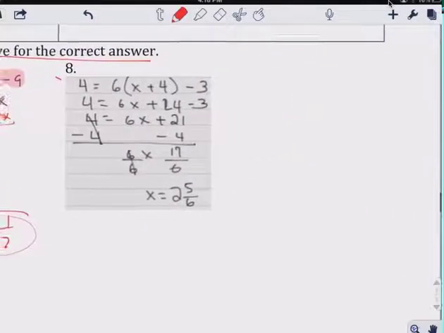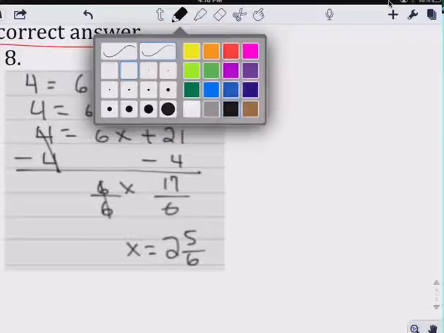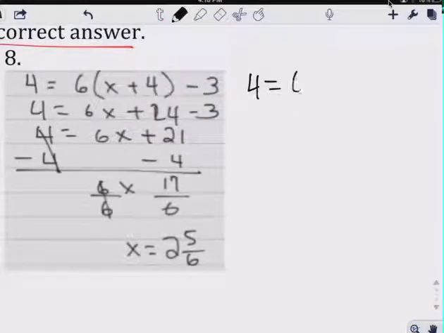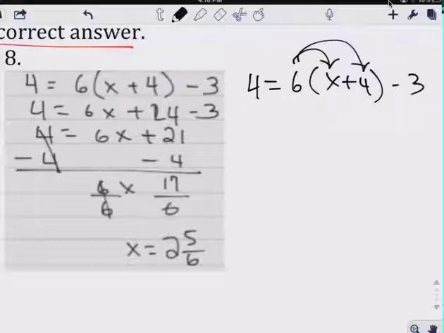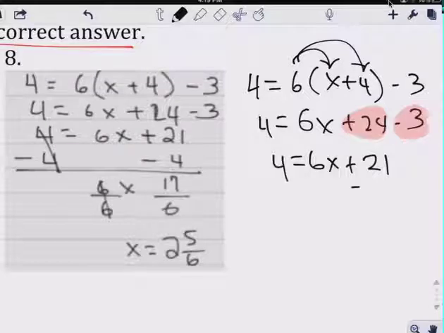Okay, let's do this one on number 8. See what the problem is. You got 4 equals 6 parentheses x plus 4 minus 3. Distribute, 6x plus 24 minus 3. Combine these two because they're alike.